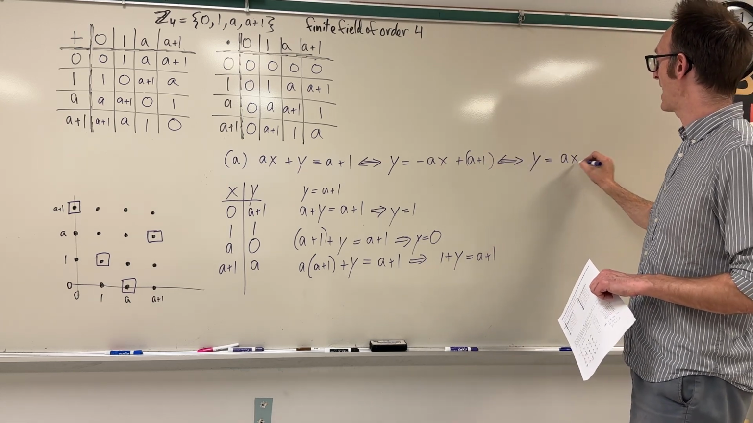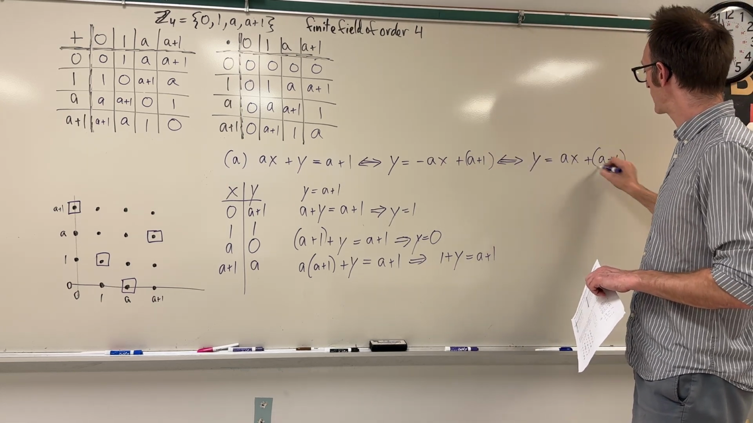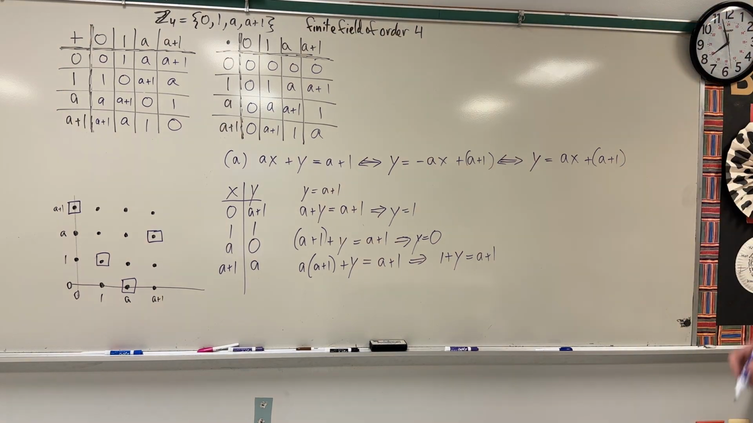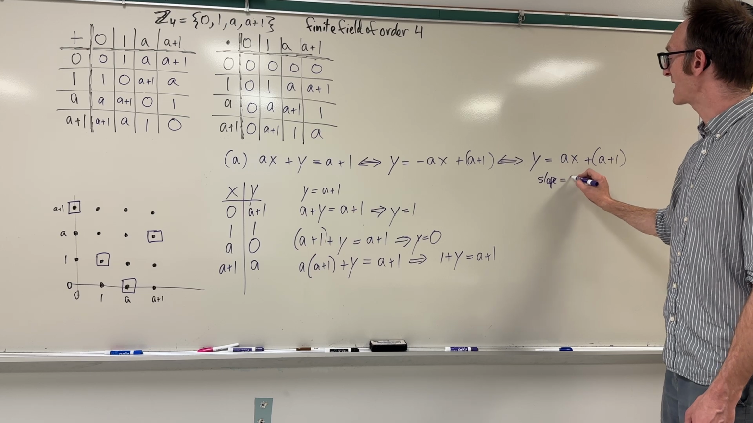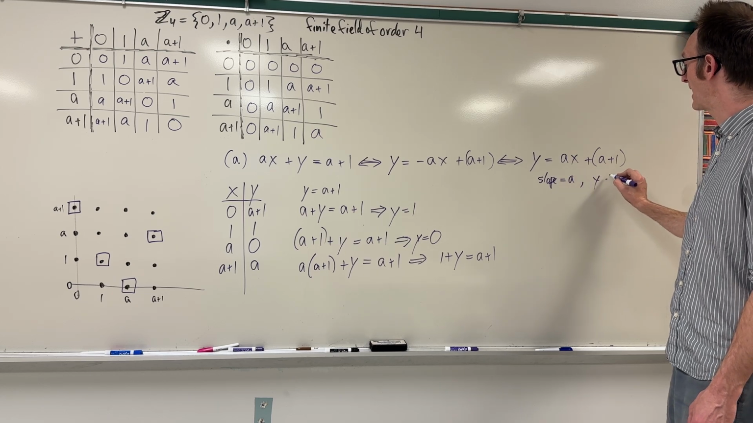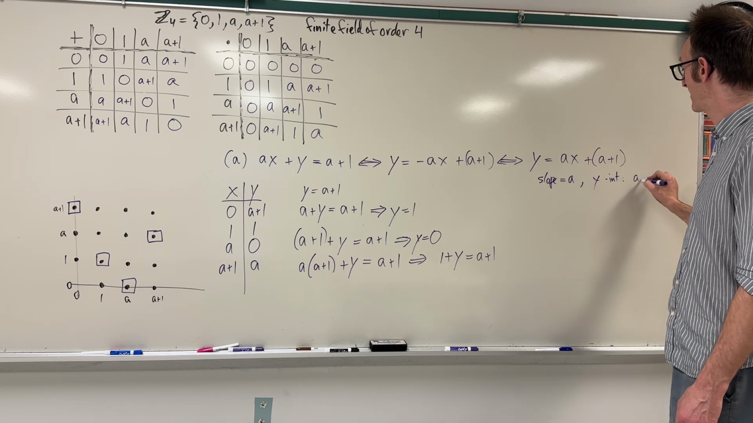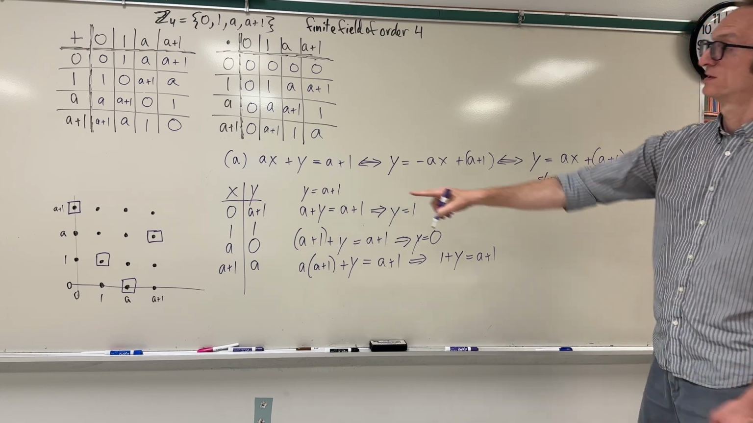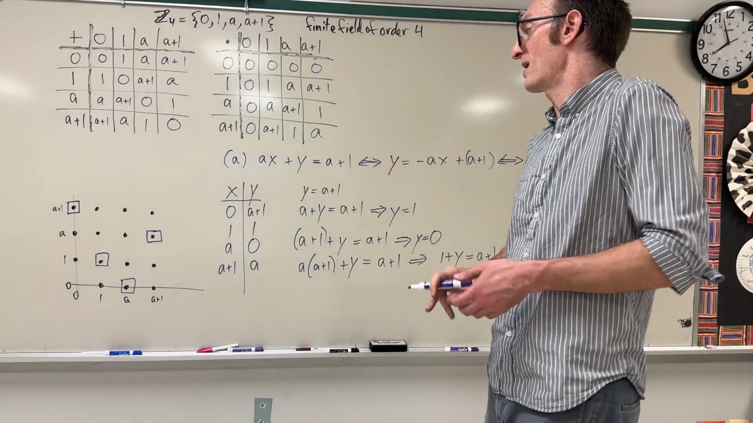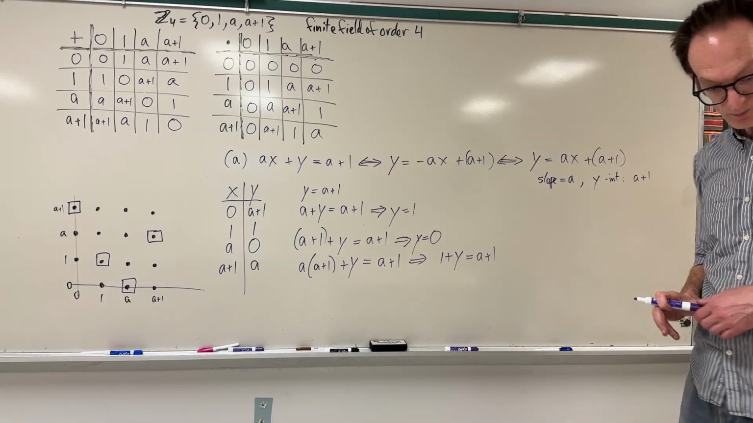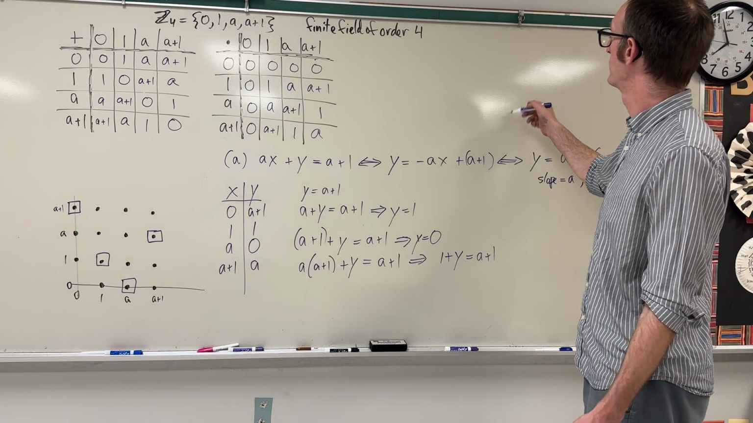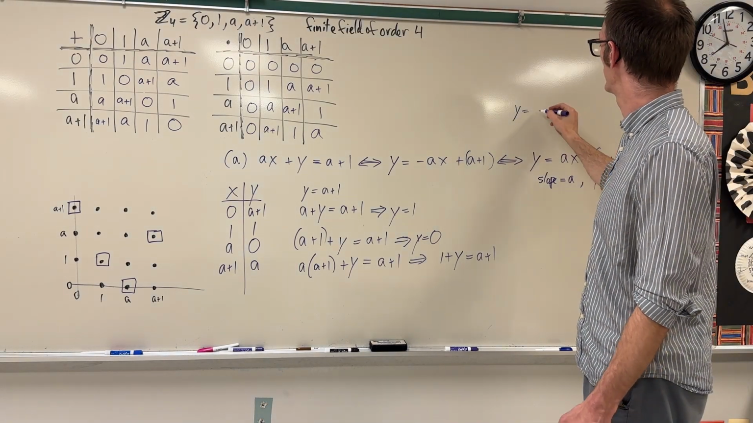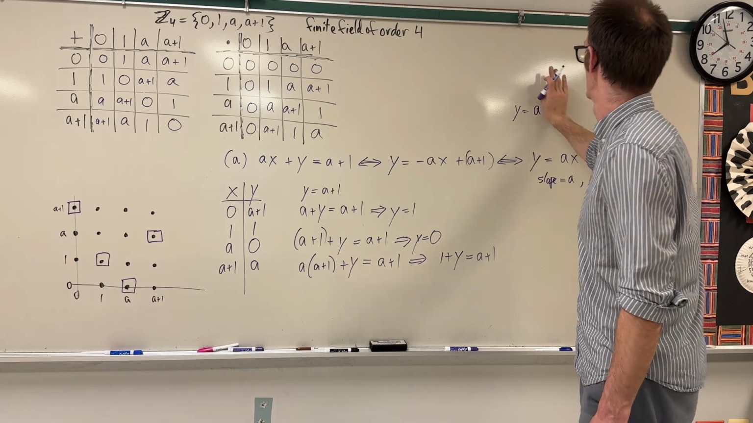Y equals ax plus a plus 1. And so if you want to, you can think of this as the line with slope a and y-intercept a plus 1, which is kind of a little bit making sense over there, except I don't really know what the slope of a is. All right, well we then have, in addition to this line, y equals a, I'll put it over here.